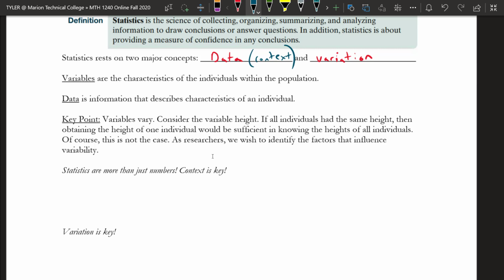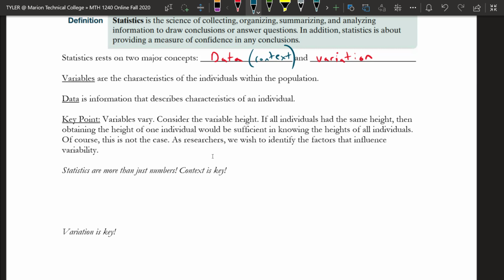Then I define a couple other things here. Variables are the characteristics of the individuals within the population. Data is information that describes characteristics of an individual. Another key point is that variables vary. Here I'm putting out a scenario. If we consider the variable height, and all individuals have the same height, then obtaining the height of one individual would be sufficient in knowing the heights of all individuals. If everyone had the same height, I wouldn't need to study that. But that's not the case. We have lots of different heights.